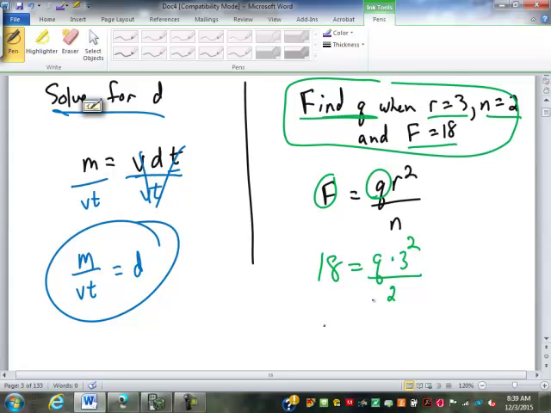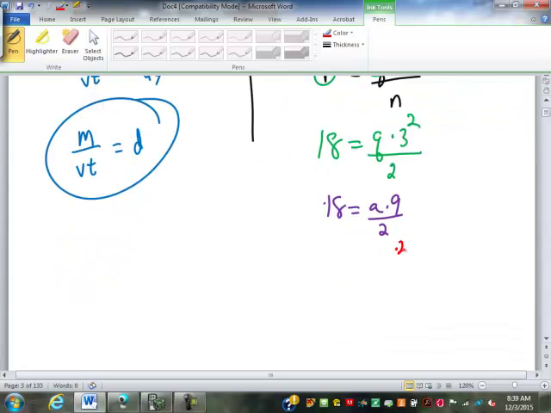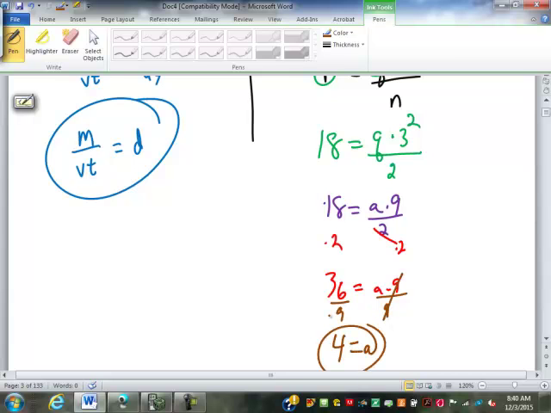So I'm going to first square the 3. So 18 equals Q times 9 over 2. And now I'm going to solve. I'm going to multiply by 2. 36 equals Q times 9. And then divide by 9. So 4 equals Q.